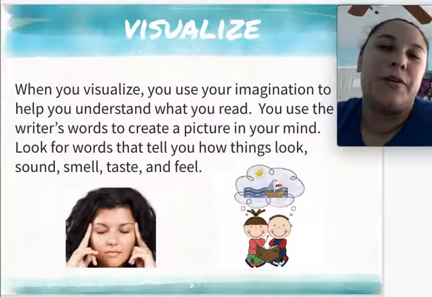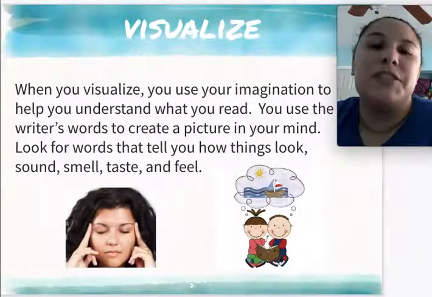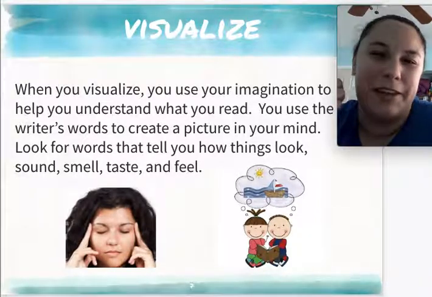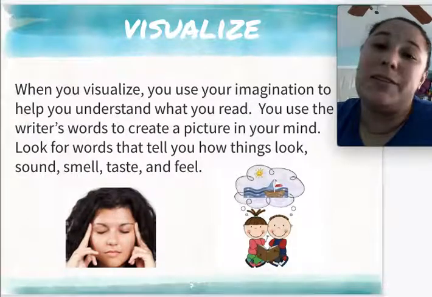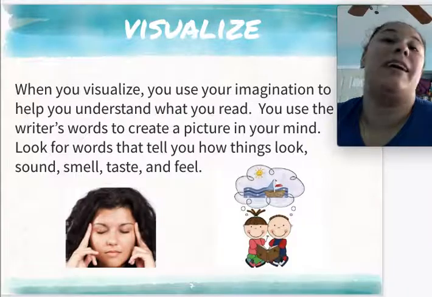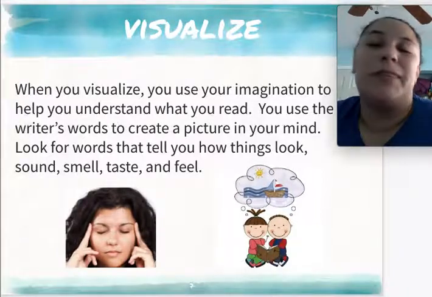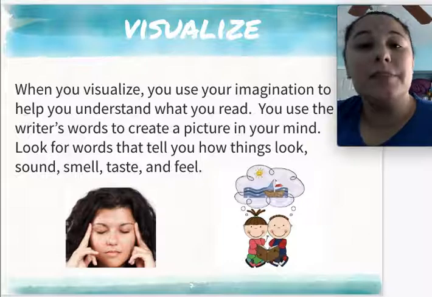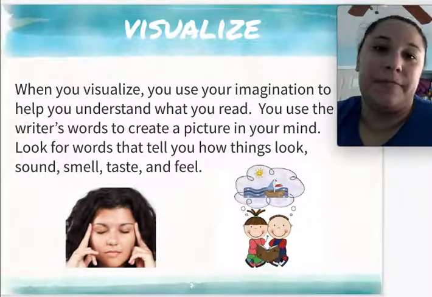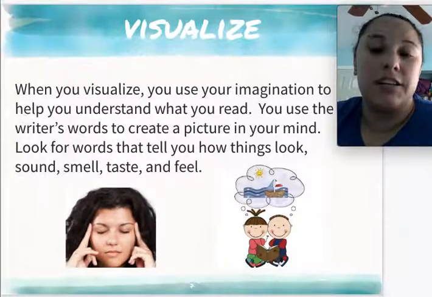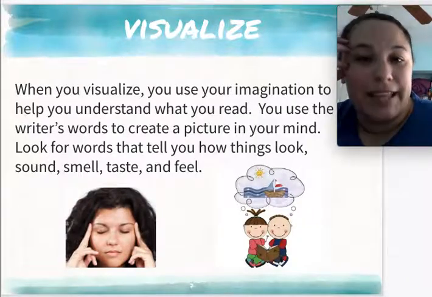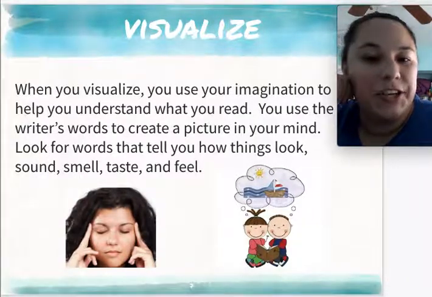Another thing that good readers do while they're reading is they visualize. Visualizing means that you use your imagination to figure out what the author is telling you. So when you get into middle school, sometimes the books do not have many pictures or they don't have any pictures. What the author does is instead of drawing the picture for you in the book, the author paints the picture with words. And you have to take the author's words and put them into a picture in your mind. That's visualizing. So we'll practice doing that this year.